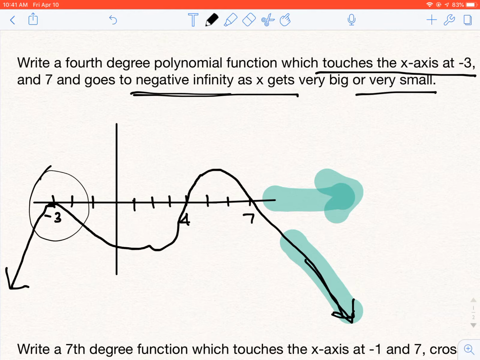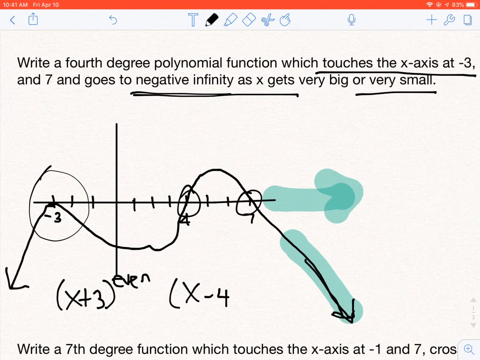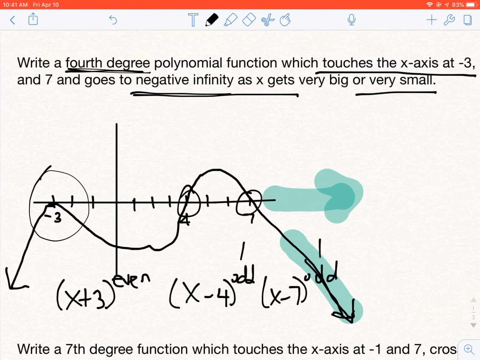So here, because it's tangent, I know this is going to be x plus 3 to some even power. Okay? And here, because it crosses at 4 and 7, I know it's going to be x minus 4 to some odd power, and x minus 7 also to an odd power. Okay? I only get 4. All of those numbers have to add up to 4. So since it's not very much, I'm going to have 1, 1, and 2. 1, 1, and 2 adds up to 4.